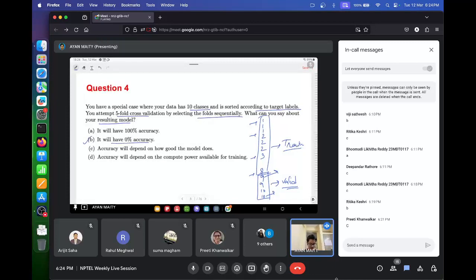Accuracy will be 0%, because data points with target levels 9 and 10 will never be seen by the model. As it is doing 5-fold cross validation, only the first 4 folds would be used for training, and the 5th fold will be used for validation. During validation, it will encounter the data points with target levels 9 and 10, but it was not trained on those target levels at all. The model hasn't seen any data point with 9 and 10 target levels. It has only seen 1 to 8. So it will have an accuracy of 0%. So option B is the correct answer.